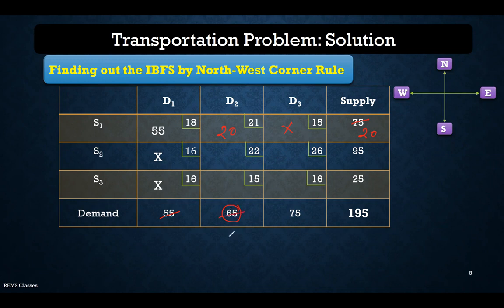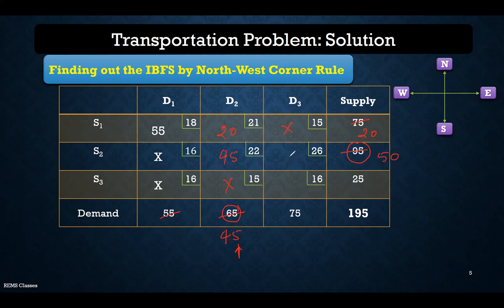Next we have a demand of 45 units for this cell. This is the next northwest corner. There is a demand of 45 units, and we can supply up to 95 units. So we will supply 45 units in this cell. This column is also satisfied, so we will cross out the cell. Next, the remaining supply, after supplying 45 units, is 50 units.